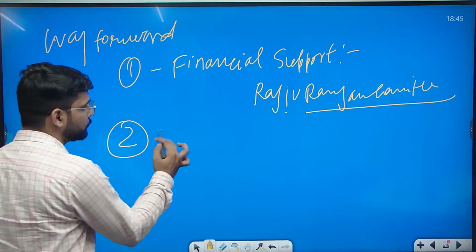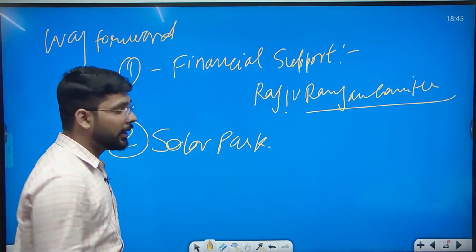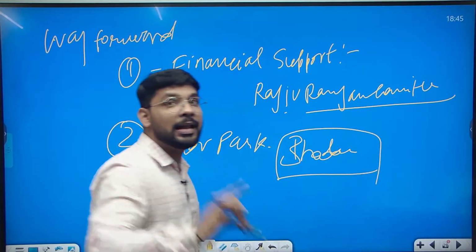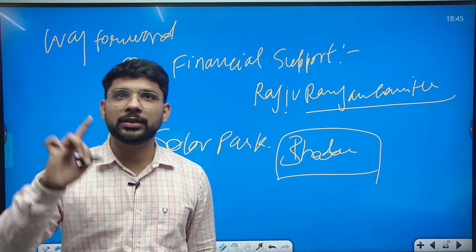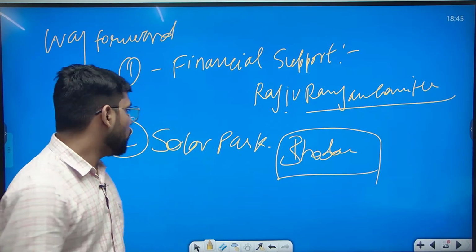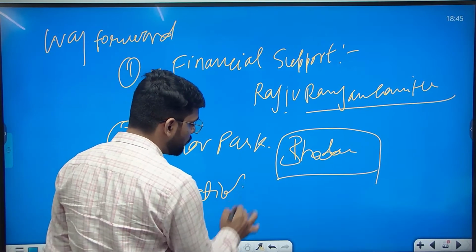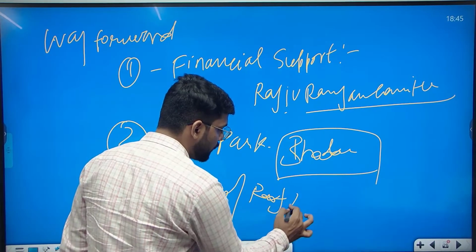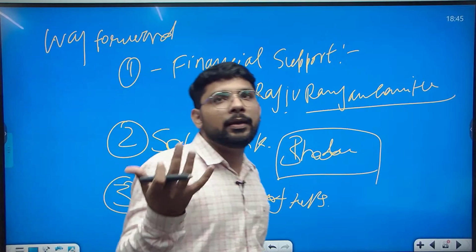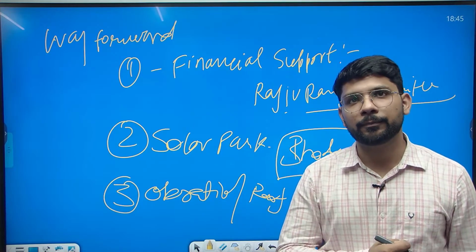Solar parks. The government is also working on it. The solar park in Bhadla, Rajasthan is the largest solar park in India, producing very high electric energy from sunlight. Also, production of rooftop solar cells in India. So these are some of the way forward points you can suggest in your answer related to solar energy.